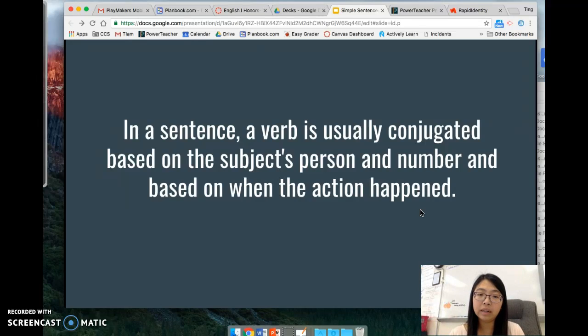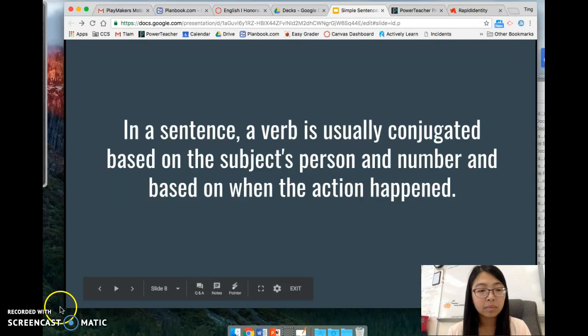But you also need to change that verb based on looking at that noun that's doing the action and see what person it is and how many there are. All right. By person, I mean that there's first person. First person is I or we. Second person is you. And third person is basically everything else.